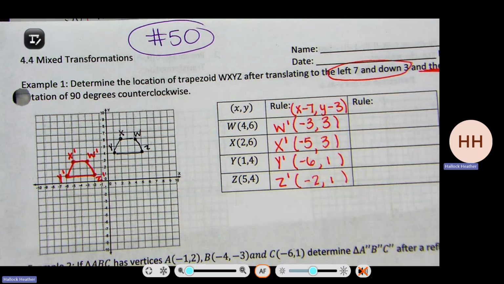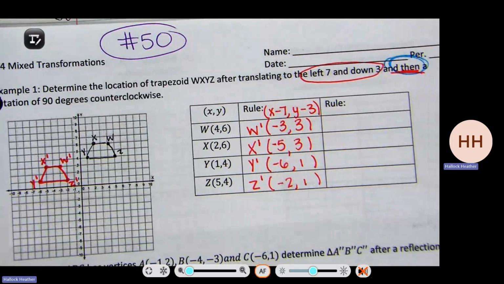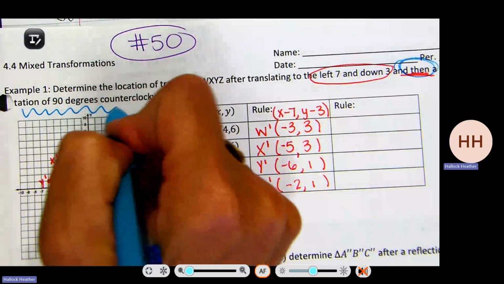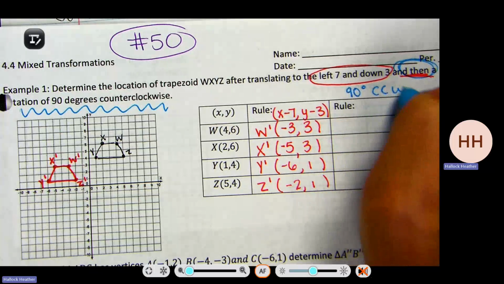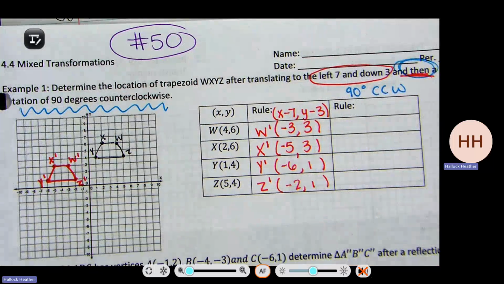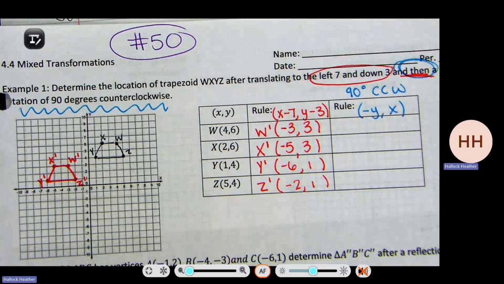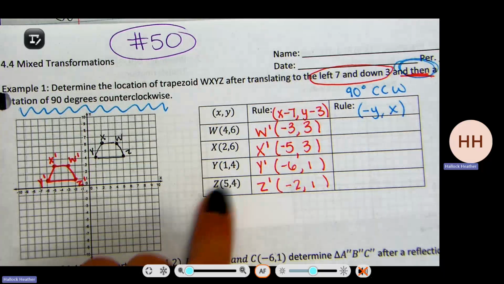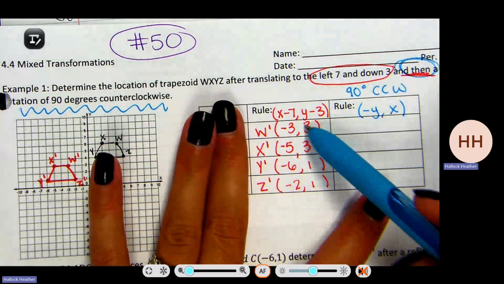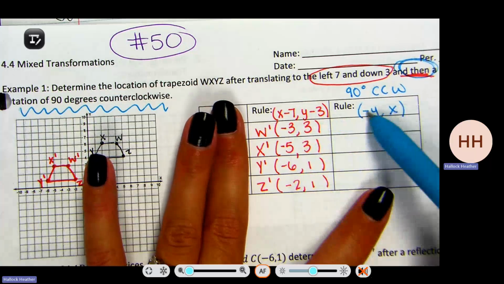Okay, so then the next thing, because it says, and then, which means after, it's the second part of the sentence, okay? We're gonna rotate it 90 degrees counterclockwise. So if I go 90 degrees, counterclockwise, CCW, what is the rule for 90 degrees counterclockwise? (x, y) becomes (-y, x). A lot of people on the quiz that we took messed up on the 2-step one because they used the original to do something. Once you move the original, you're using the coordinate points you just made to rotate or reflect or whatever you're doing. So think about it as 2 separate steps.